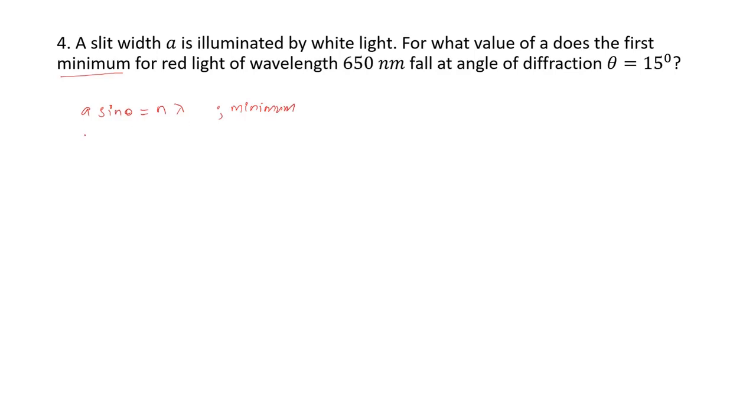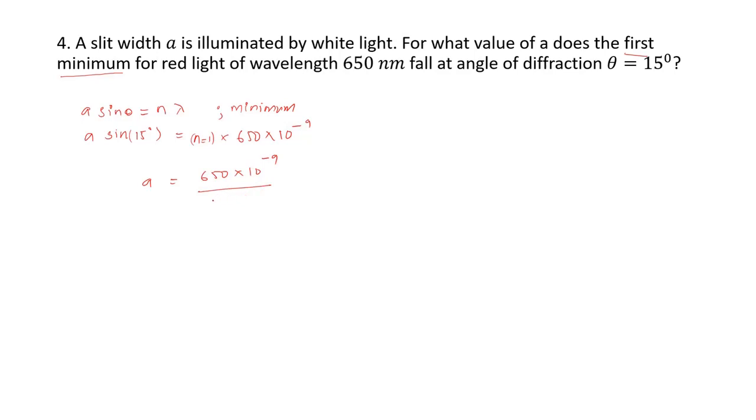So we have an equation, A sin theta is equal to n lambda for a minimum. So we need to find A. Theta here is 15 degrees, and it is for the first minimum, so n is equal to 1. So n equal to 1 into lambda. Here lambda is 650 nanometer, 10 to the power negative 9 meter. So A is equal to 650 into 10 to the power negative 9 divided by sine 15 degrees.